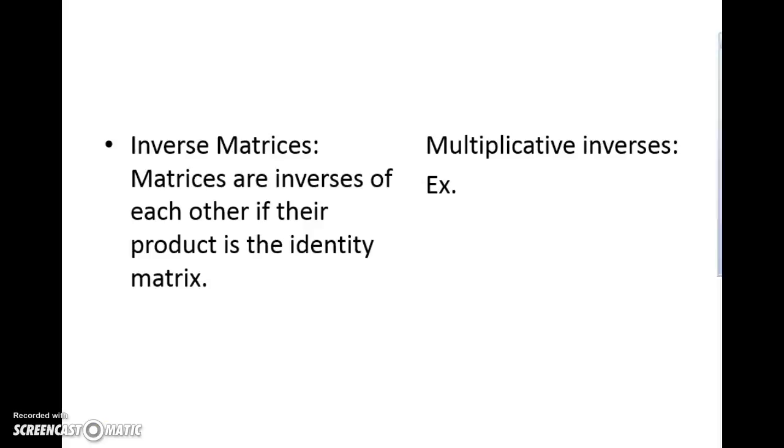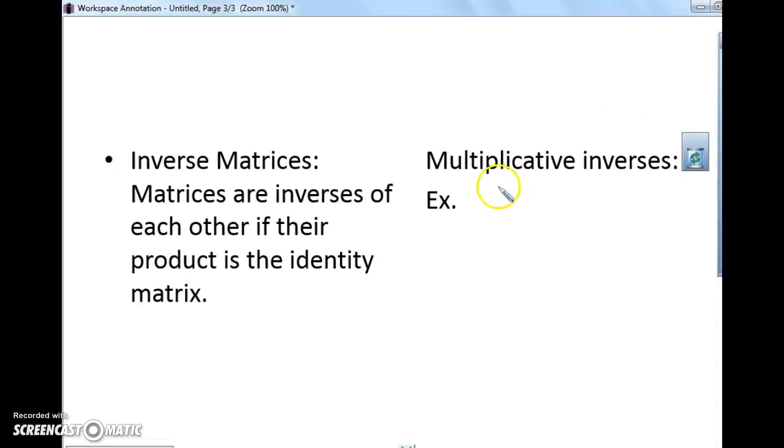And again, on the right-hand side, I'm going to try to connect it to something that you already know about and try to connect it to how it would look as a matrix. Multiplicative inverses. What would we need to multiply 3 by in order to get the identity element? 1/3.